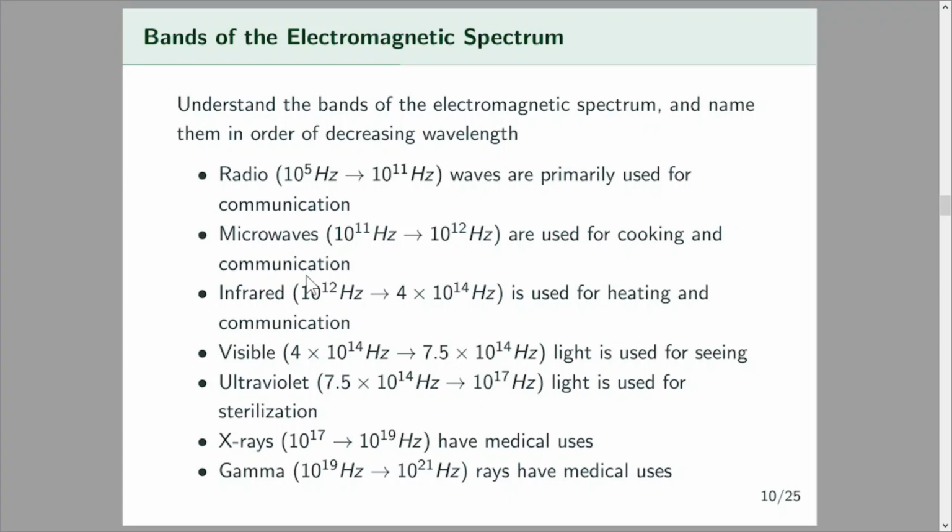Infrared is used for heating things. It's also used for TV remotes and stuff like that, so that's also communication. Look, here's the visible frequency range, right? It's 4 times 10 to the 14th hertz through 7.5 times 10 to the 14th hertz. But if you look at the range of these numbers from 100,000 to a bajillion up here, this is a tiny, narrow little band that our eyes are sensitive to.